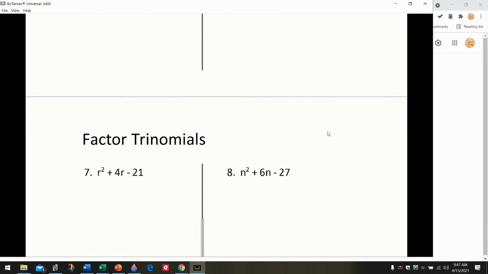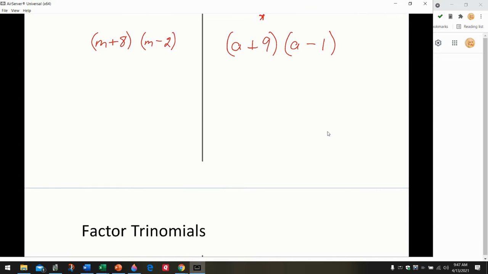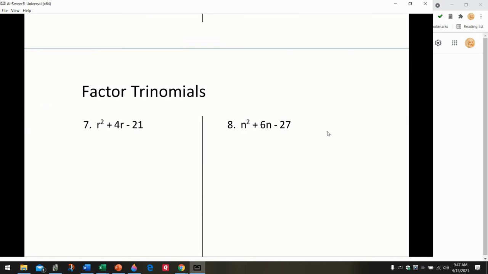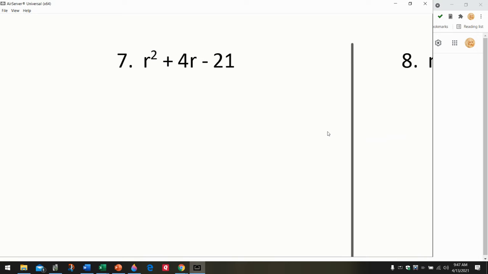So now we're going to move into some problems that are just really a continuation of the last couple that we did. You can see that we have a positive and then a negative. So we have a +4 and a -21. So when it's a positive and a negative, we can write our parentheses. First one will be positive. Second one can be negative.